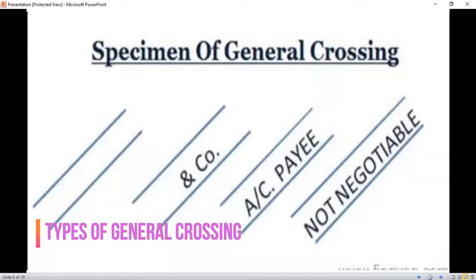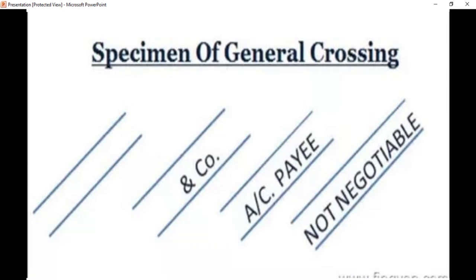What are the different types of general crossing? With or without words in between these two parallel transverse lines, we have already discussed. Here, see the not negotiable. Not negotiable means it cannot be transferred to another person. Normally we can observe this in a banker's check.